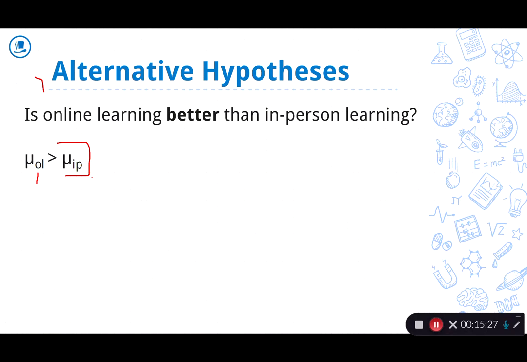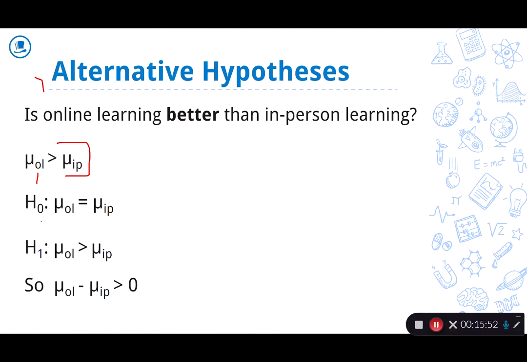Anyway, if I think this is the relationship, online learning leads to better memory than in-person learning, then there's the theoretical, hypothetical, mathematical relationship between the two population means. My null is that they're not different. My alternative is that they're different in this particular way. Now notice what happens. If I were to do a subtraction according to this alternative hypothesis, I would get a difference between the population means that's greater than 0. There would be some difference, and it would be a positive number.